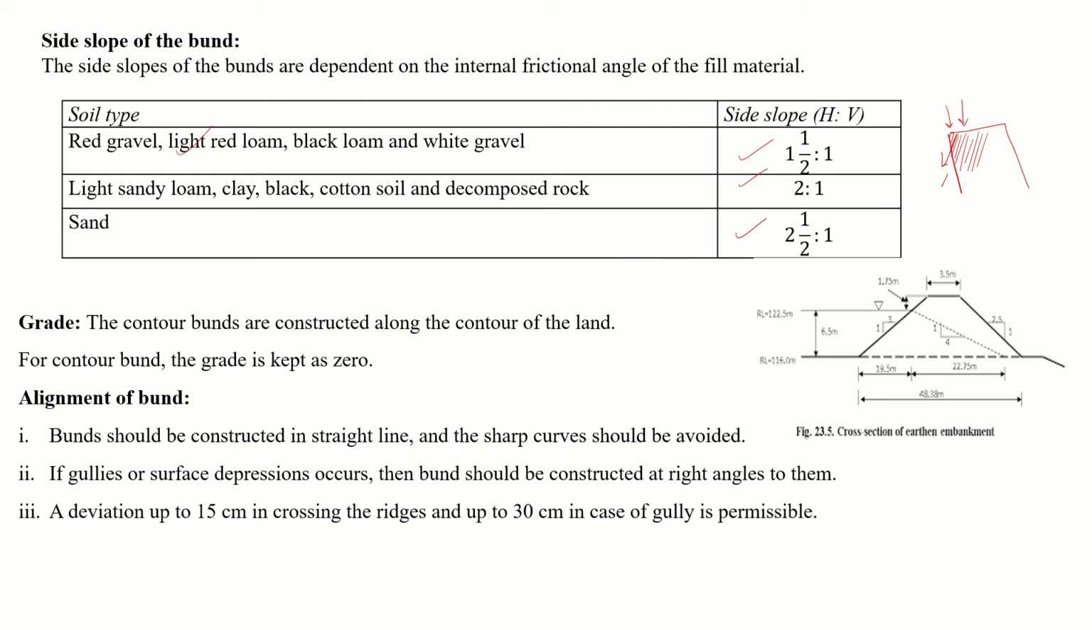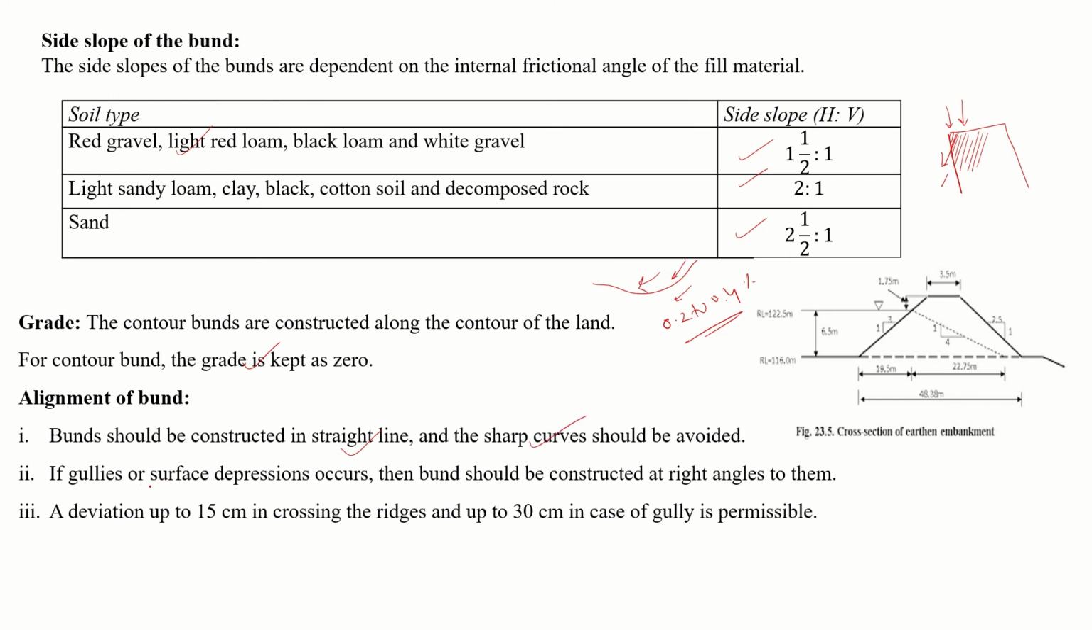Next, grade. In a contour bund, it is simply at equal elevation. We have not provided any grade, meaning slope. Whereas in a graded bund, a grade is provided, that is 0.2 to 0.4, depending on your soil condition. Now here in contour, no such grade has been provided. Alignment. Alignment means the bund should be constructed in a straight line as much as possible. Curved shapes should be avoided.